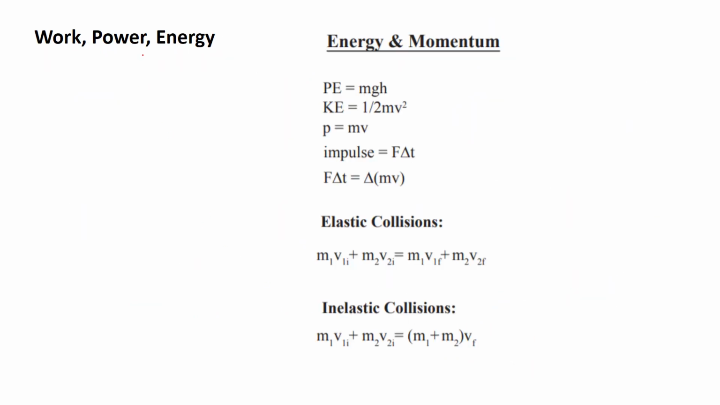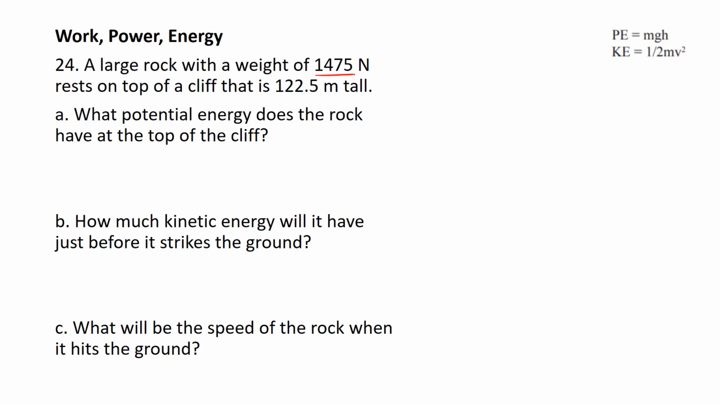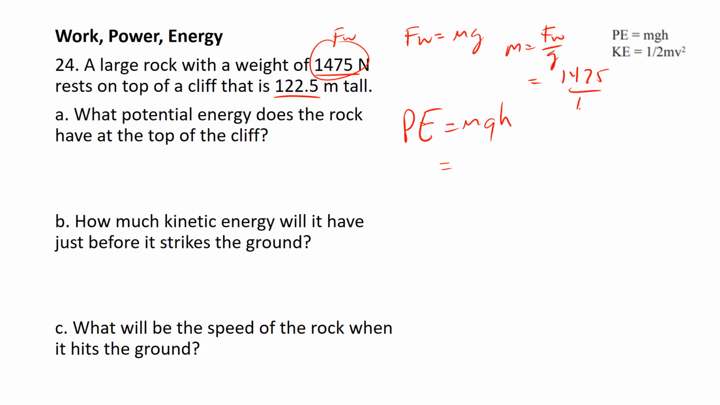Okay, next one, work, power, energy. A large rock with a weight of 1475 newtons rests on top of a cliff that is this tall. What's the potential energy? So PE equals mgh. I need to find the mass. That's not mass, that's the weight, FW. So I need to do FW equals mg first, so m equals FW over g. Mass equals 1475 divided by 10, which is 147.5 kilograms. That is the mass.